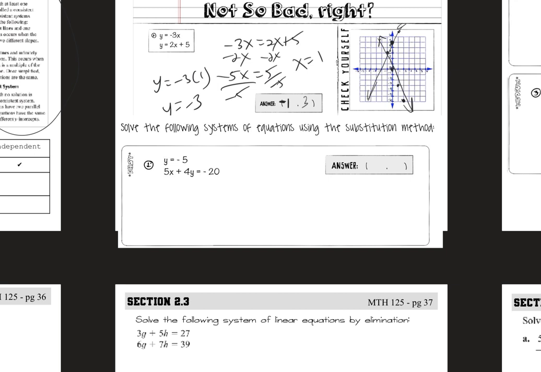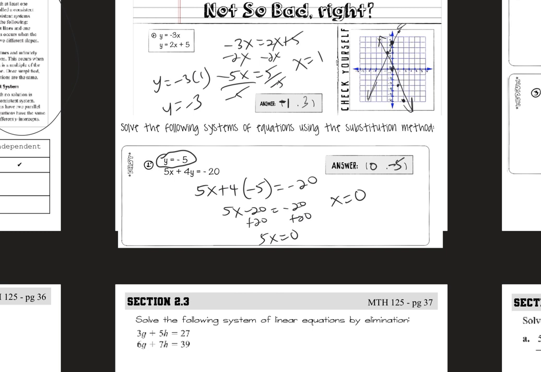The second one, notice that this has just a value that's equal to y. So in that second equation, I'm going to plug -5 in wherever I see y and solve for x. So x must be 0 and y is -5. According to this, y is -5, x is 0. Not too bad, hopefully.